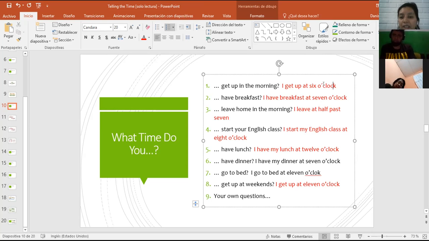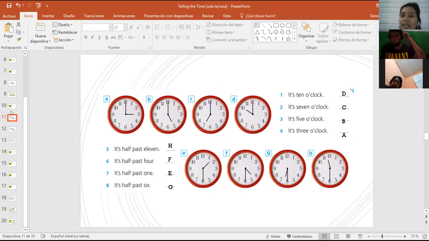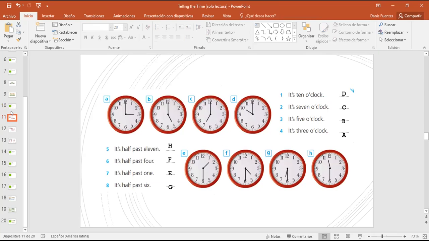Okay, veamos el siguiente entonces. Let me see. I just need to check. So we have, it's 10 o'clock, letter D, okay? It's 7 o'clock, okay? Letter C. It's 5 o'clock, okay? It's 3 o'clock, okay? It's half past 11. Letter H. Perfect. It's half past 4, okay? Letter V. It's half past 1. Okay, and it's half past 6. Excellent. Vamos bien. Okay. Continue.